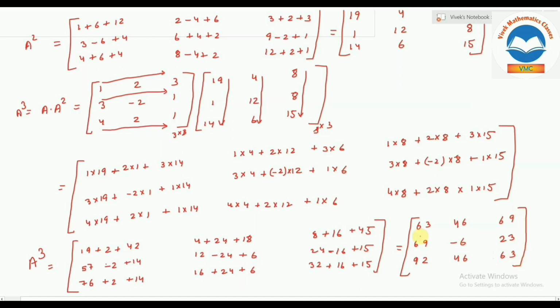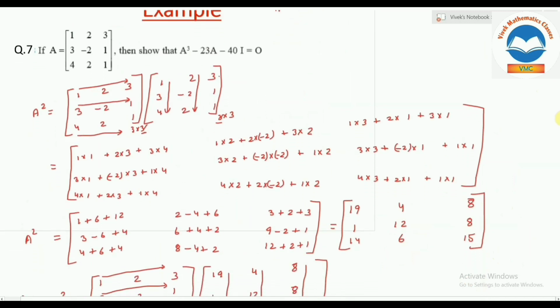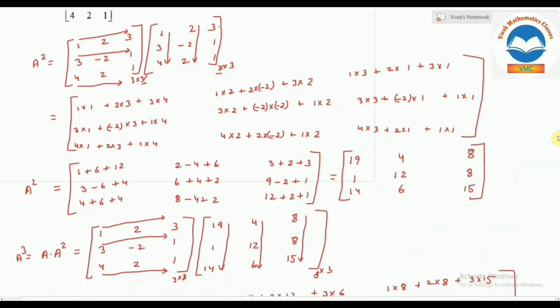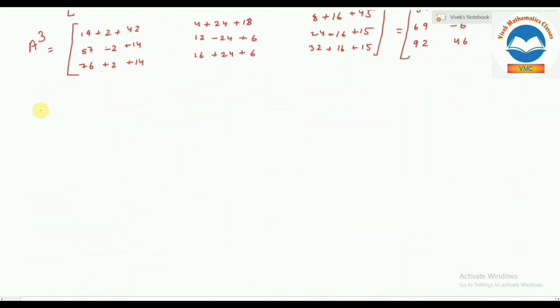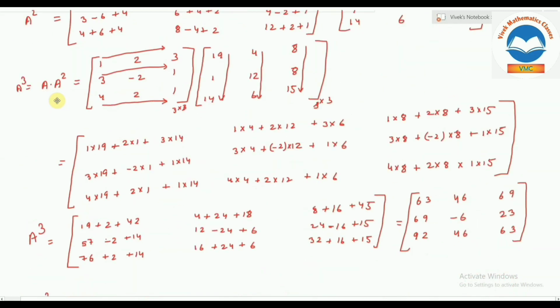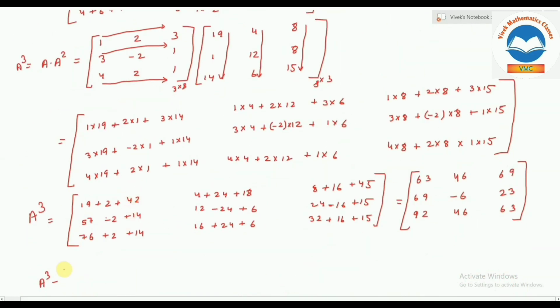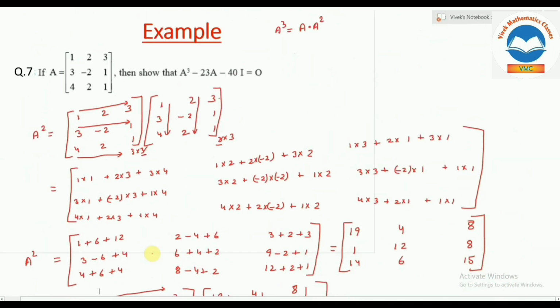So this will be our answer, A cube. We are getting A cube like this. So what we need to find? We need to find A cube minus 23A minus 40I. This we need to find. Let me check that: A cube minus 23A minus 40I.